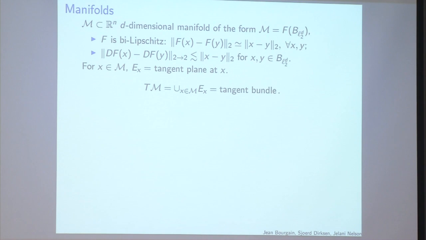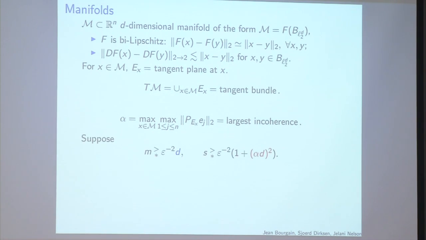And then I'm going to use the following notation. For any x, I let E_x be the tangent plane to the manifold at that point. And then T_M is the tangent bundle, so simply the collection of all these tangent planes. And then I'm going to define a parameter, which is the largest incoherence that appears among all these tangent planes.